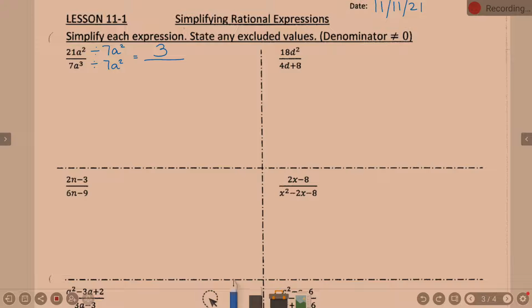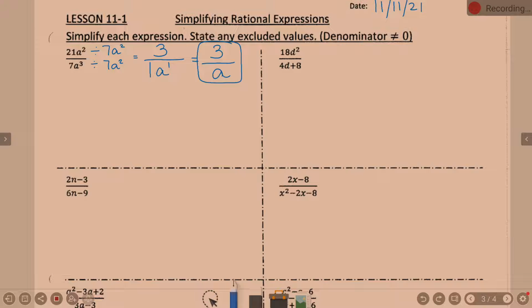Okay, denominator. 7a to the third divided by 7a to the second. 7 divided by 7 is 1, and then a to the third divided by a to the second: keep the a and subtract the exponents. 3 minus 2 is a to the first if I want a power there, but I agree, just a. And so how I would write this is 3 over a. Not that 1a to the first is wrong, but those ones are unnecessary.